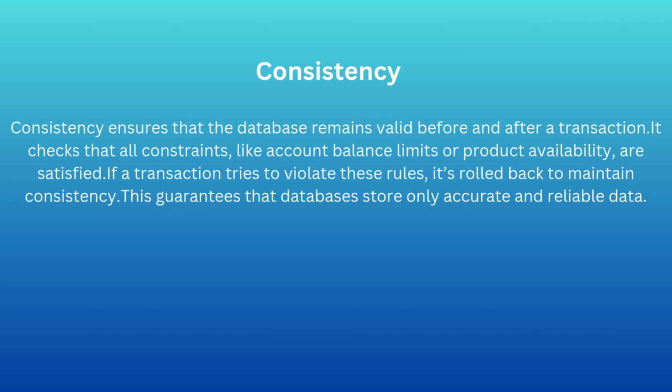Next is consistency. Consistency ensures that the database remains valid before and after a transaction. It checks that all constraints, like account balance limits or product availability, are satisfied. If a transaction tries to violate these rules, it's rolled back to maintain consistency. This guarantees that databases store only accurate and reliable data.